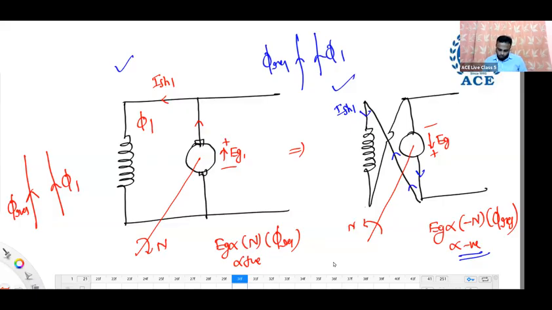So is it enough? So again, go through all the questions once slowly, then you will understand again. Okay. So with this, we complete the shunt generator, one of the self-excited DC machines.